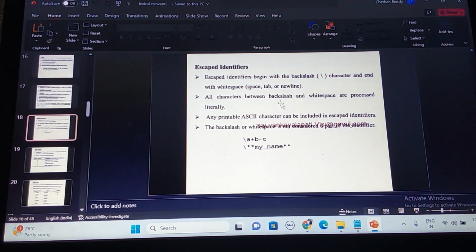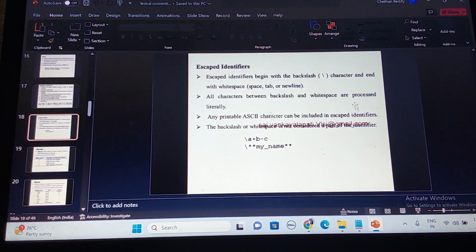All characters between the backslash and the white space are processed. Literally, any printable ASCII character can be included with one escape identifier. What is an escape identifier? It is nothing but a backslash. Now you can see the backslash or a white space is not considered as a part of the identifier. Now if I'm going to write backslash A plus B minus C, it's not a part of the identifier.